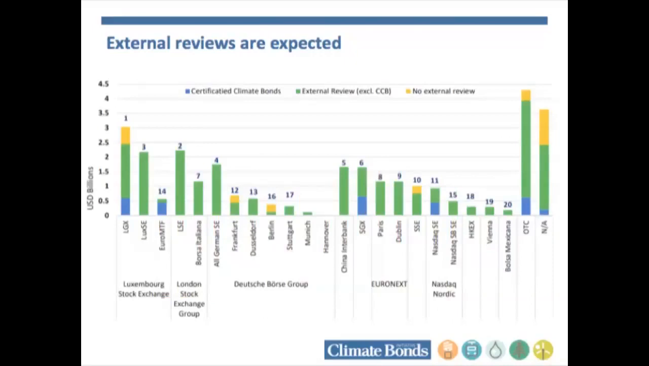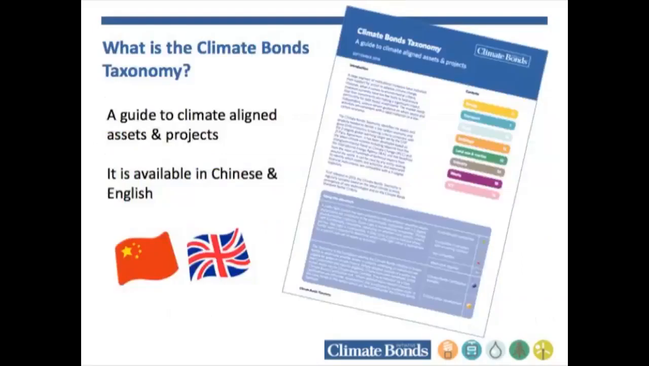This graph is just a snapshot from Q3, but I think it displays quite nicely what's going on in the market. There are some bonds that don't get any external review, but they really are in the minority. Most get some form of external review, and there's quite a few out there that are being certified by Climate Bonds. So that's certification under the Climate Bond standard. Yeah, and the Climate Bonds Taxonomy is one tool that can be used to do this external review. So I'll move on to explain what the Climate Bonds Taxonomy is.